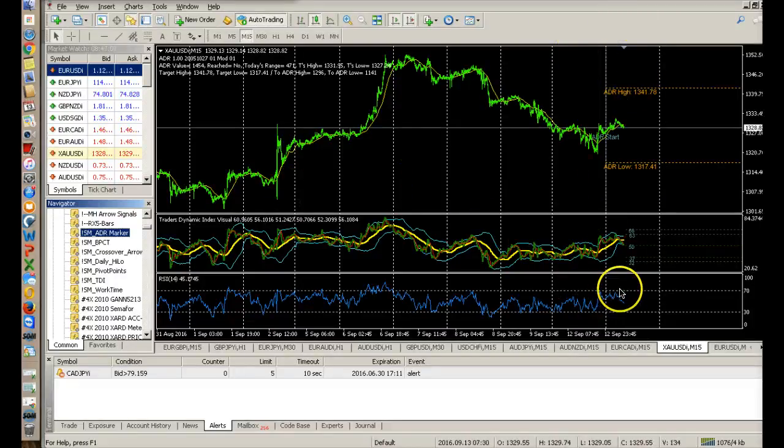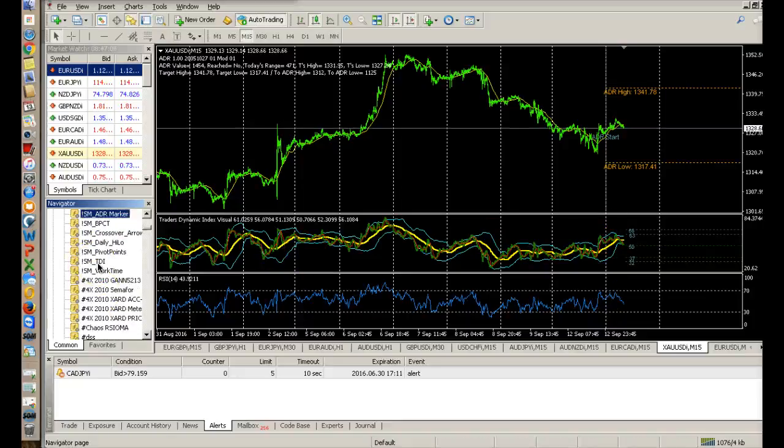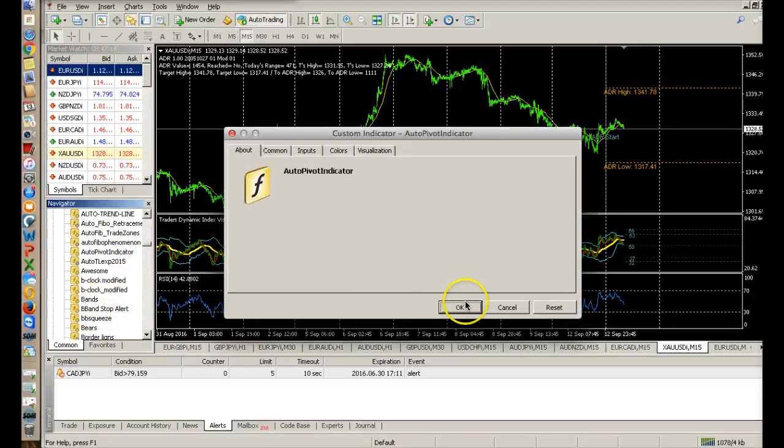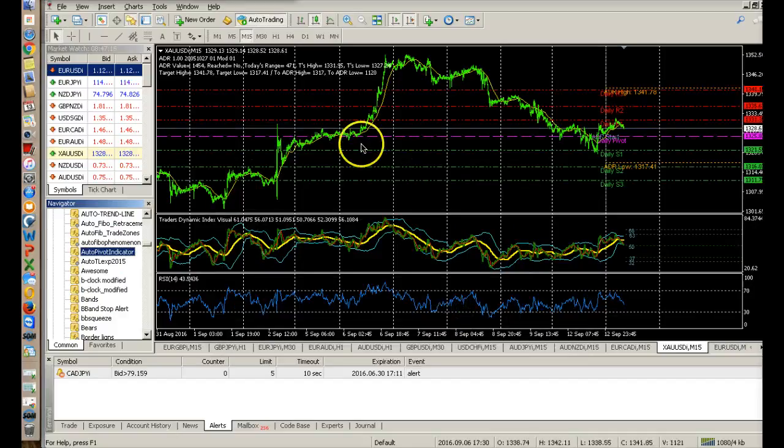All right, and then you want to look at your RSI or TDI, whatever you're using, for confirmation of that. Then you want to also add your pivot points, which I added in the group. So I use, this is my pivot points right here.